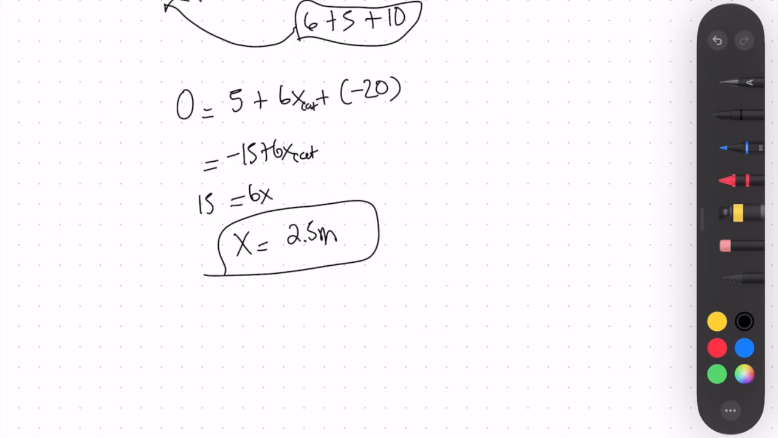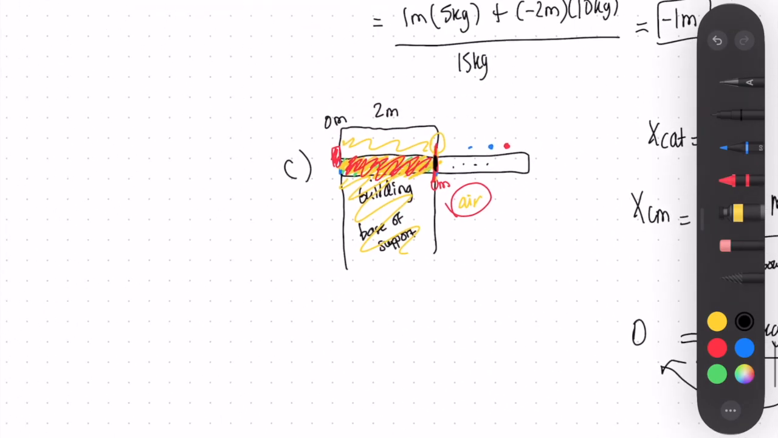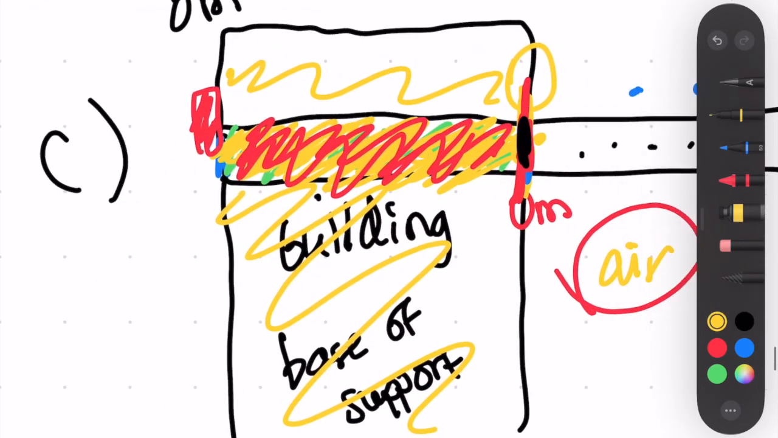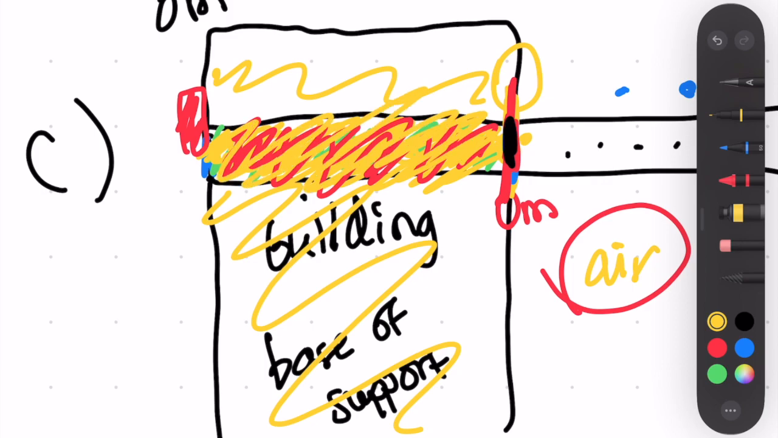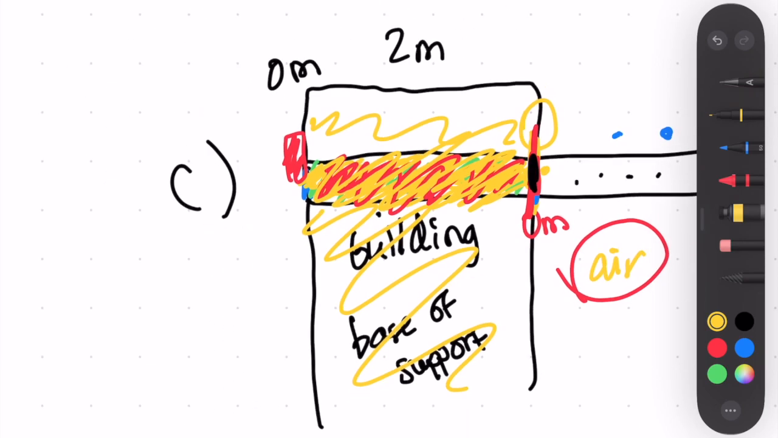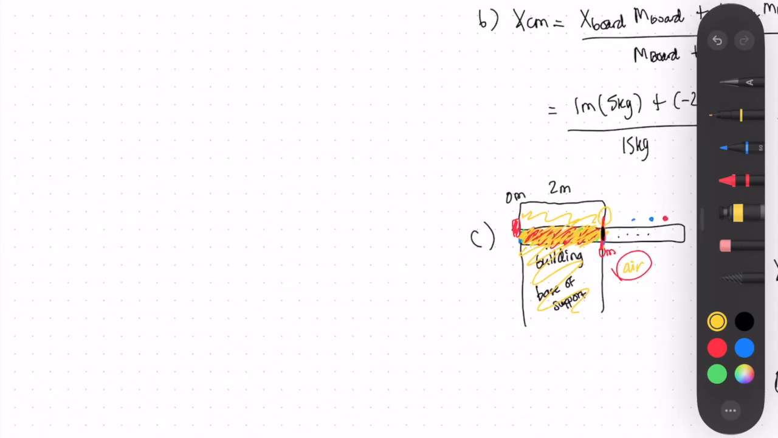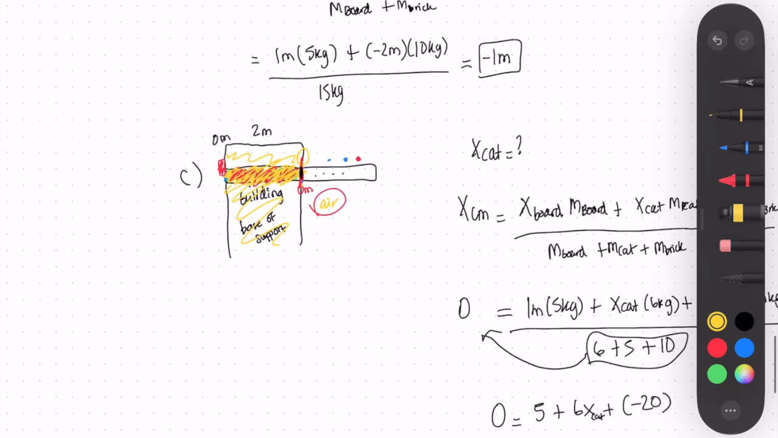That's your maximum. If the cat walks any distance past that 2.5 meters to the right, if it goes 2.50000001, the board will begin to tip because the center of mass of the system will now be beyond this yellow range that we defined. It will be beyond this base of support. But yeah, that's probably the easiest way to solve this problem.